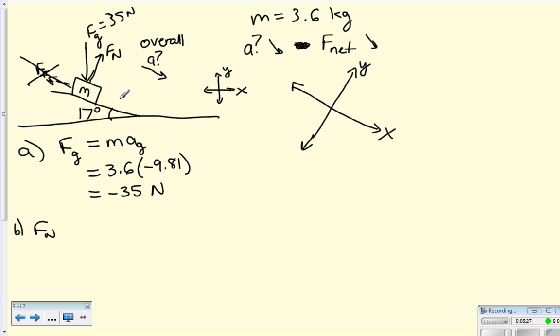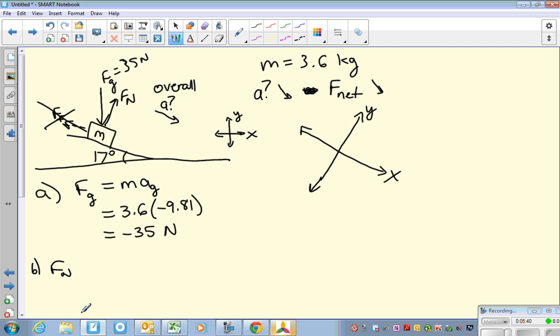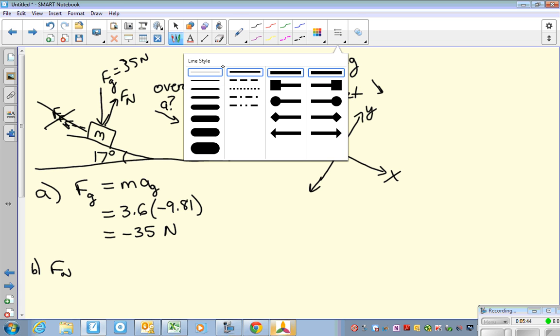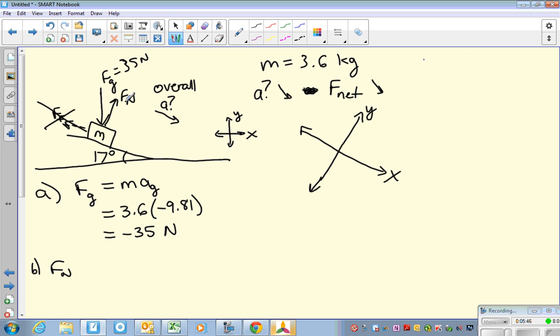I'm going to draw my vectors with the tail at the origin as they appear in my diagram. So gravity goes straight down, so it's going to continue to go straight down. And actually, if you give me a moment, I want to do this in different colors. So here's my gravity force going straight down. On this axis, I'm still going to go straight down. And I know that that was 35 newtons.